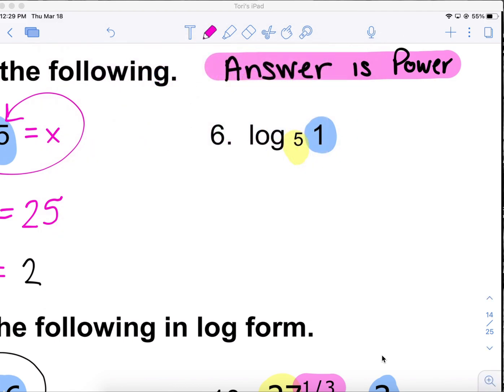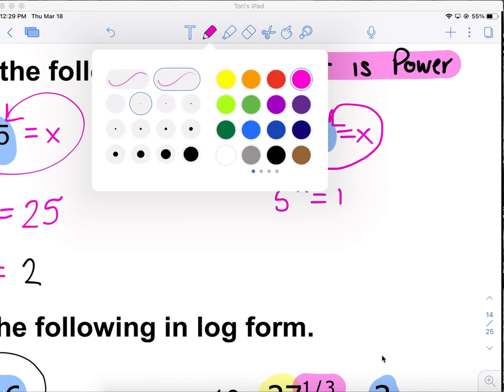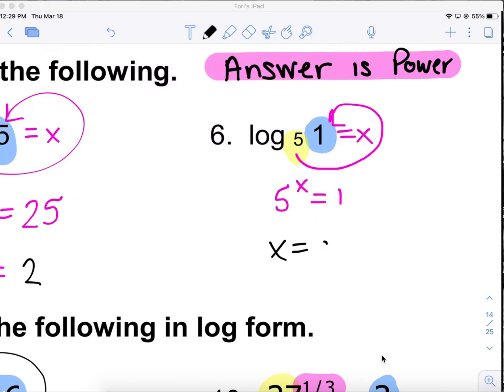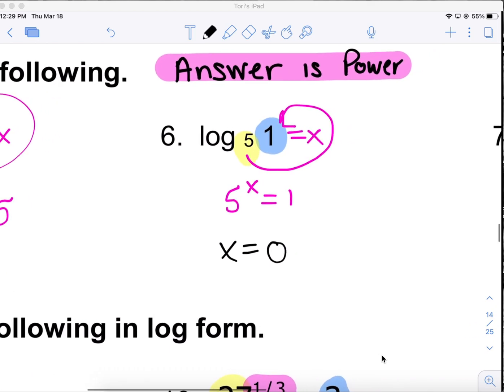So I don't know what x is. I'm trying to solve it. So 5 to what power would equal 1? 5 to what power would equal 1? Well, we know to equal 1, you have to raise x as a 0. You have to raise it to the 0 power to make it come out as 1.